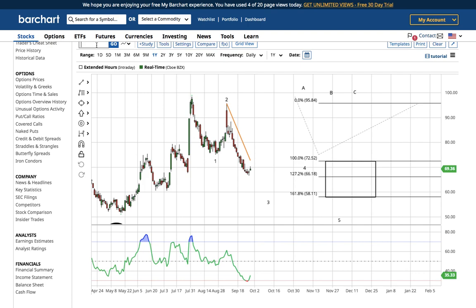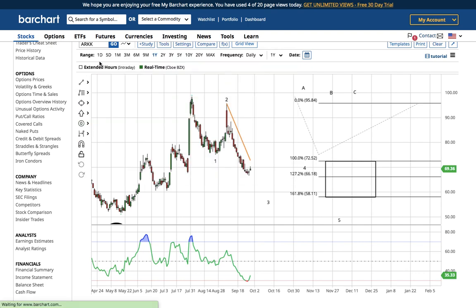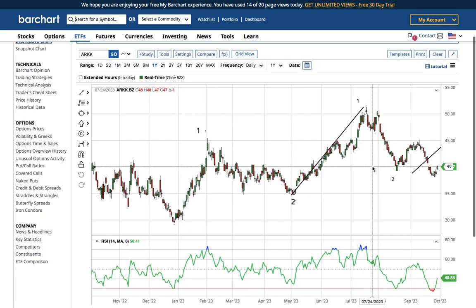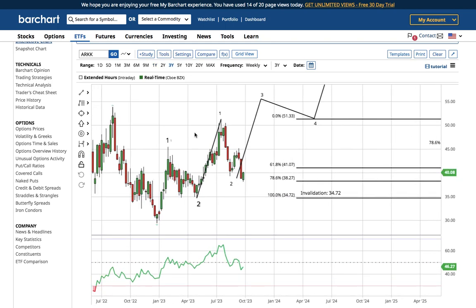I've talked about ARC, and how it's defining risk for the whole sector, I think quite well. But just looking at ARC, this is probably the more useful invalidation. It went right down to the 78.6% retracement. Wave 1, wave 2. I think this is another wave 1, another wave 2. 34.72 was that invalidation for a nest. Probably going to be more useful than anything Roku gives.